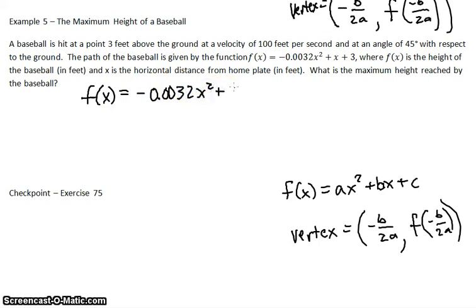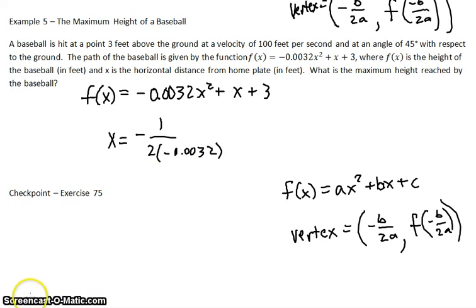Now we just need to plug in some values to see what it is. It would make no sense to try and complete the square with this. So that's why it makes more sense to try and find the vertex of it using this way. So what I need to do is find the x-coordinate. So it's negative b, or negative 1, divided by 2 times a, which is negative 0.0032.